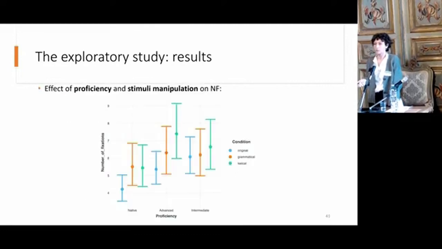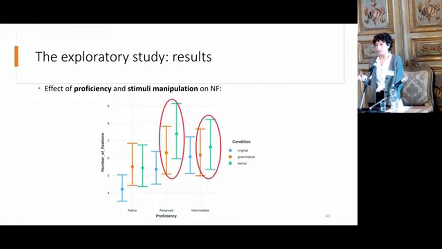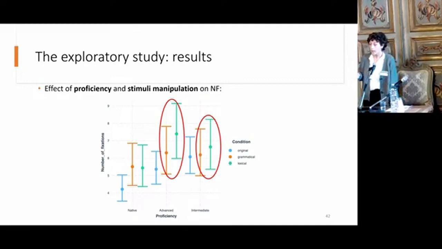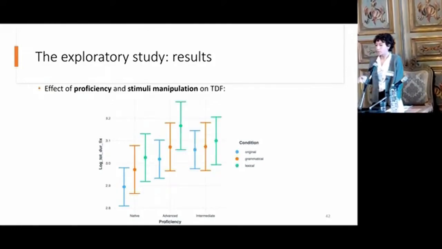We found a significant interaction between proficiency and stimuli manipulation on number of fixations. Specifically, we found a significant difference between native speakers and intermediate learners in how they fixated manipulated collocations. Native speakers fixated modified collocations less frequently than intermediate learners, and it was not a surprising result. But we also found a significant difference between advanced learners and intermediate learners. Advanced learners and intermediate learners fixated grammatically violated collocations in a similar way, but surprisingly, advanced learners took more time in processing lexically manipulated collocations compared to intermediate learners. The interaction between proficiency and the type of manipulations affected also total duration of fixations.